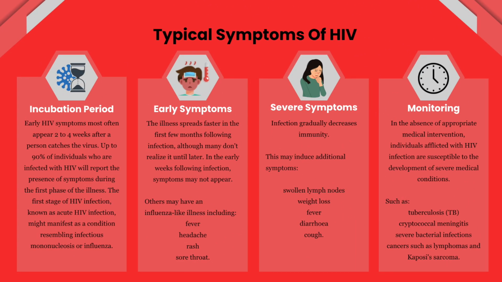Now, moving on to typical symptoms of HIV, starting with the incubation period. Early HIV symptoms most often appear within 2 to 4 weeks after a person catches the virus, and up to 90% of individuals who are infected with HIV will report presence of symptoms during the first phase of the illness. The first stage of the HIV illness is known as acute HIV infection, and it might manifest as a condition resembling other infections such as influenza.